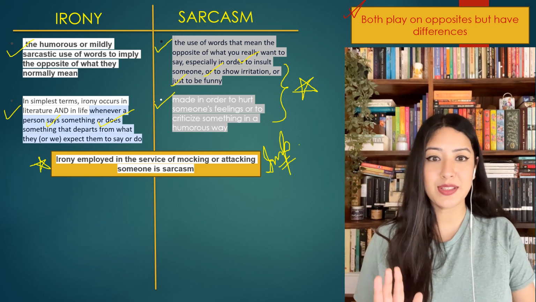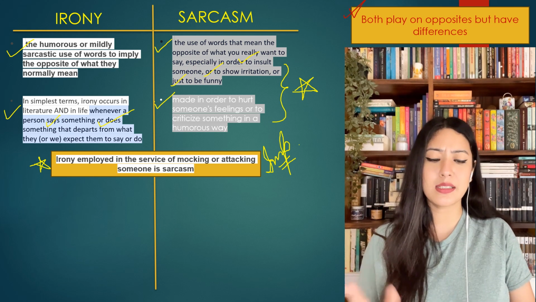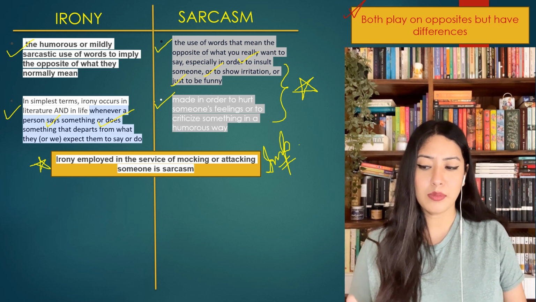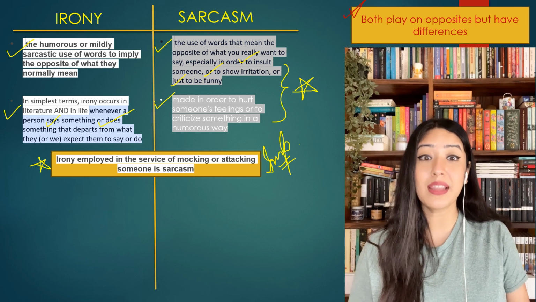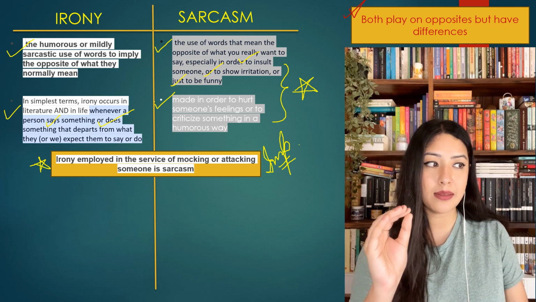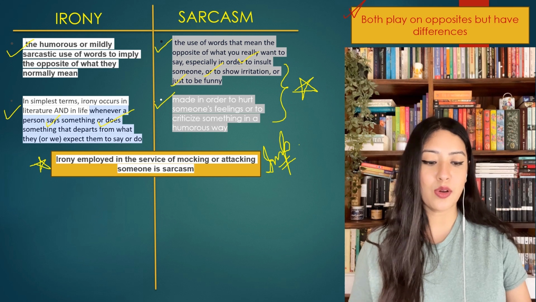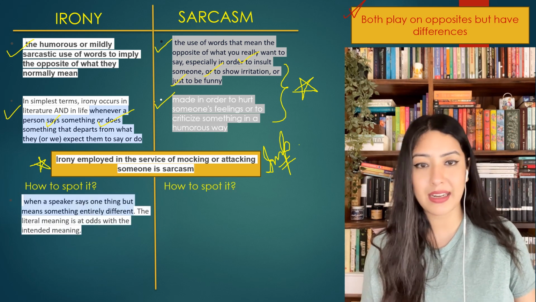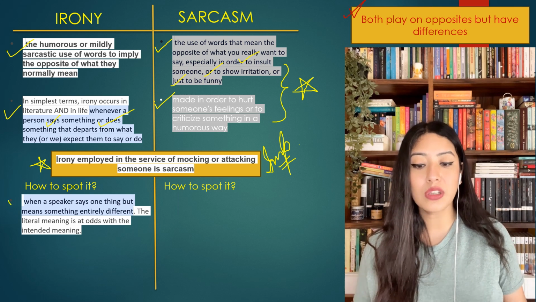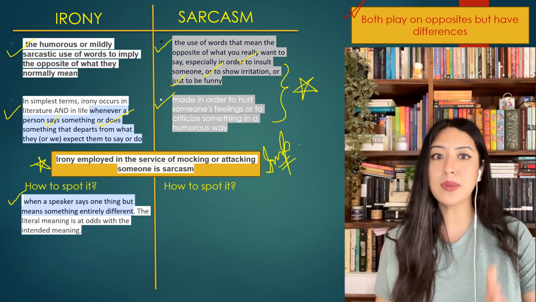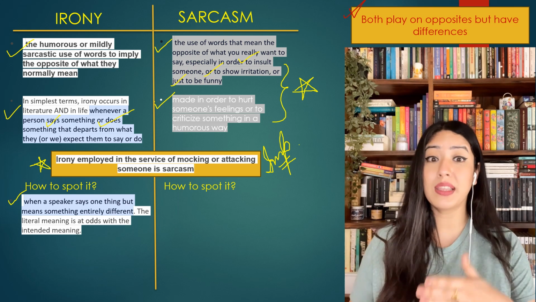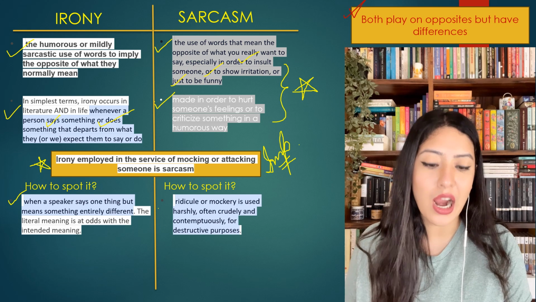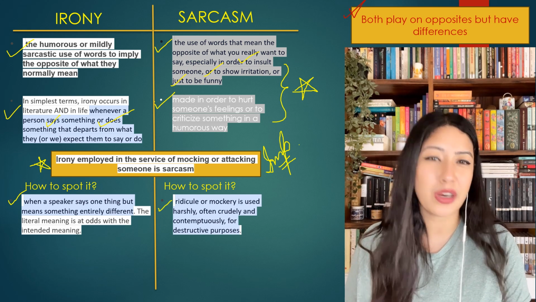So what I'm trying to say over here is that the difference between irony and sarcasm, sometimes we get it confused. We use them heavily in our day-to-day lives also, and the two are used interchangeably also. But then there are these little differences which will actually make the two words clearer to us. So how do we spot the two? When a speaker says one thing but means something entirely different, the literal meaning is at odds with the intended meaning. The same thing is with sarcasm also. Literal meaning is at odds with the intended meaning, but you use ridicule and mockery. Ridicule or mockery is used harshly, often crudely and contemptuously for destructive purposes.